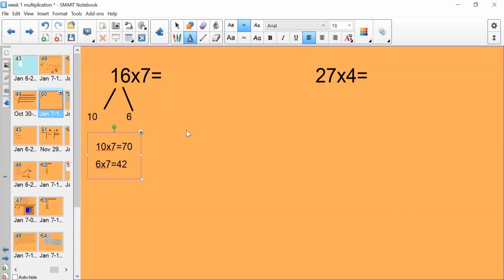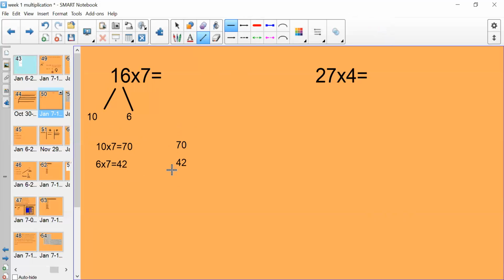And then we need to add those back together. So if you can't do that mentally, you can add it up using column method. You would start with the 1s, so 0 plus 2 is 2. And then 70 plus 40 would be 110. So you would make sure that the 100 goes into the hundreds column and the 10 goes into the tens column. So your answer would be 112.